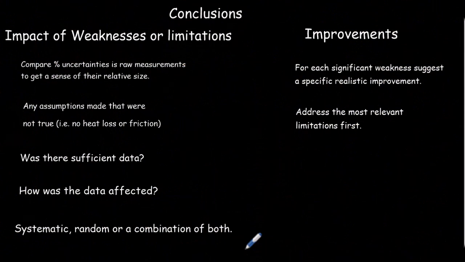So there was two statements in the conclusions. The first statement was about the impact of the weaknesses or the limitations. I always think it's a good idea to compare your uncertainties in the raw measurements to get a sense of their relative size. And in general, you'd like to have a sense of ranking as to how important each one of the weaknesses in your experiment was. So for instance, if one of your raw measurements had an uncertainty of 15% and the other had an uncertainty of 0.5%, then you really want to focus in when you suggest improvements on that 15% uncertainty and making that better.